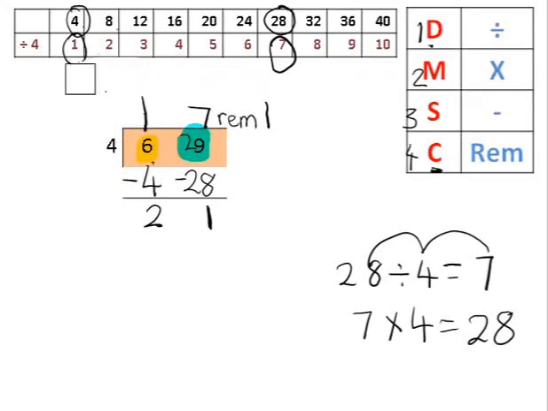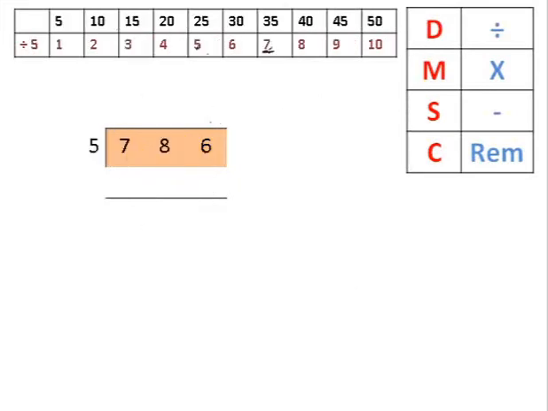I'll just clear this up for you so you can see my answer clearly. 69 divided by 4 is 17 remainder 1. I am going to do another example for you quickly, and that is a 3-digit example. Okay, 786 divided by 5.